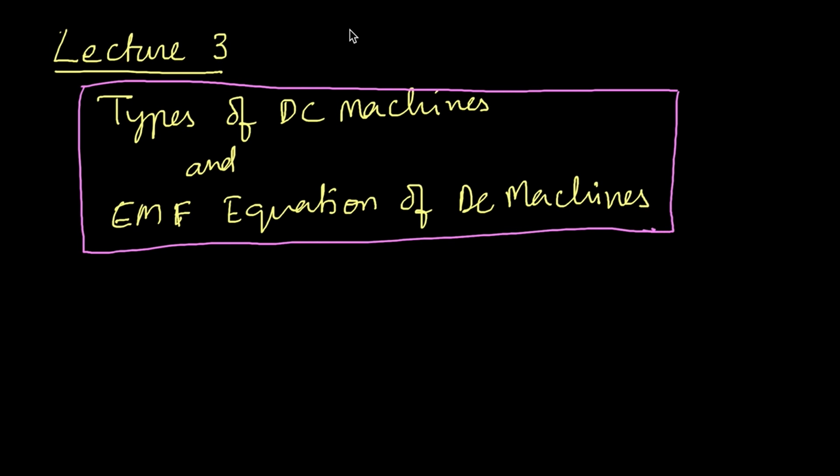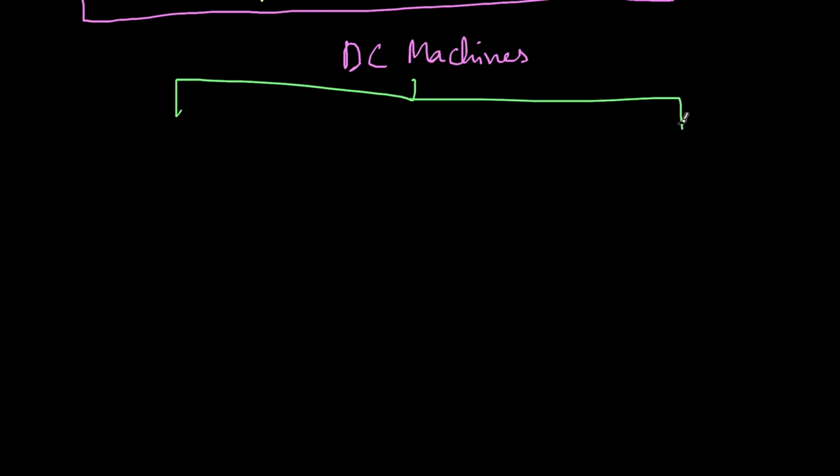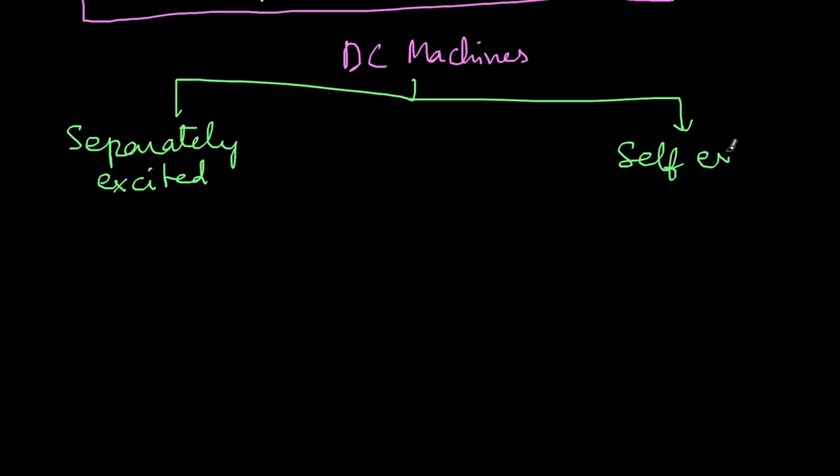So the DC machines, broadly in the form of connections, can be classified as self-excited and separately excited DC machines. Let me begin by telling how these names have come. So one is separately excited and this one is self-excited. How these names have come is that excitation will be that of a magnetic field.